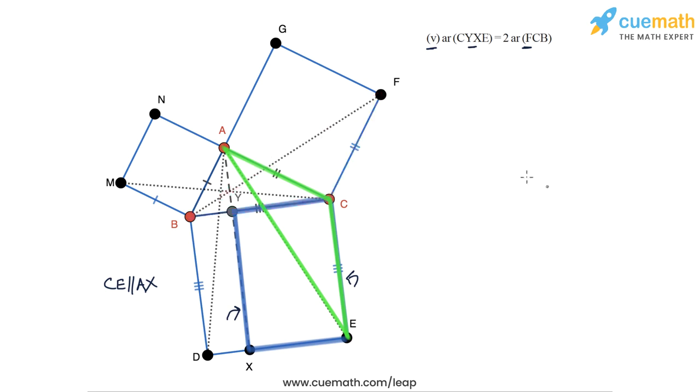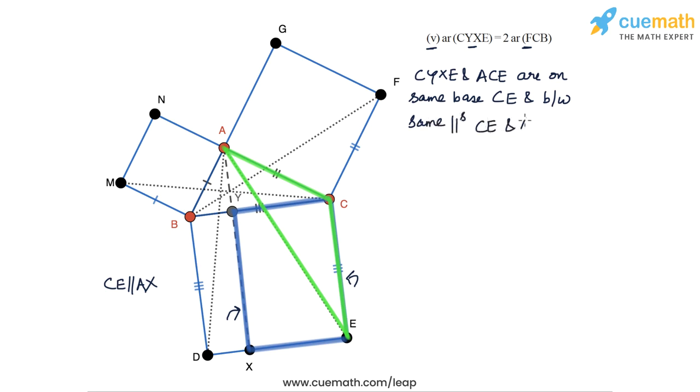So let's write out this proof. First, we are comparing the rectangle CYXE and triangle ACE. These two are on the same base, the same base is CE, and between the same parallels, and the same parallels are CE and AX. So this means that the area of the rectangle CYXE is twice the area of triangle ACE.